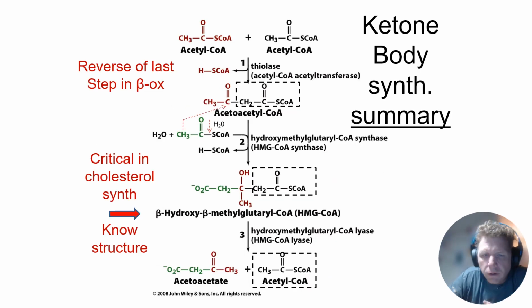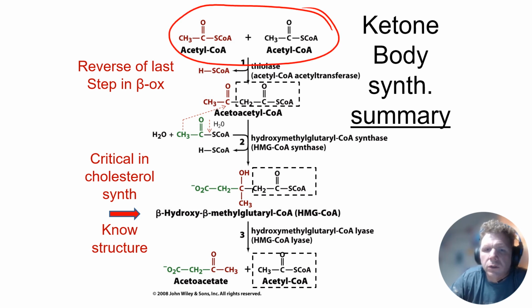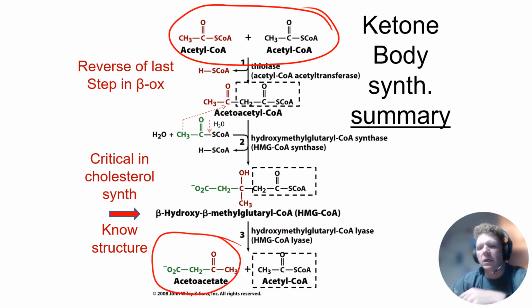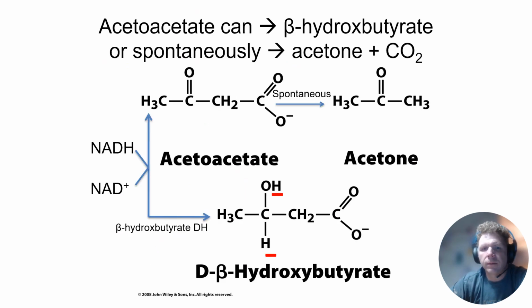So here is our summary of the steps of ketone body synthesis. 2 acetyl-CoAs come together to make acetoacetyl-CoA. A third acetyl-CoA is mixed into the fold by HMG-CoA synthase to make HMG-CoA. This molecule is super important for obviously ketone body synthesis, but also cholesterol synthesis. HMG-CoA lyase cuts off 2 of those carbons, leaving behind acetoacetate, a 4-carbon long ketone body.